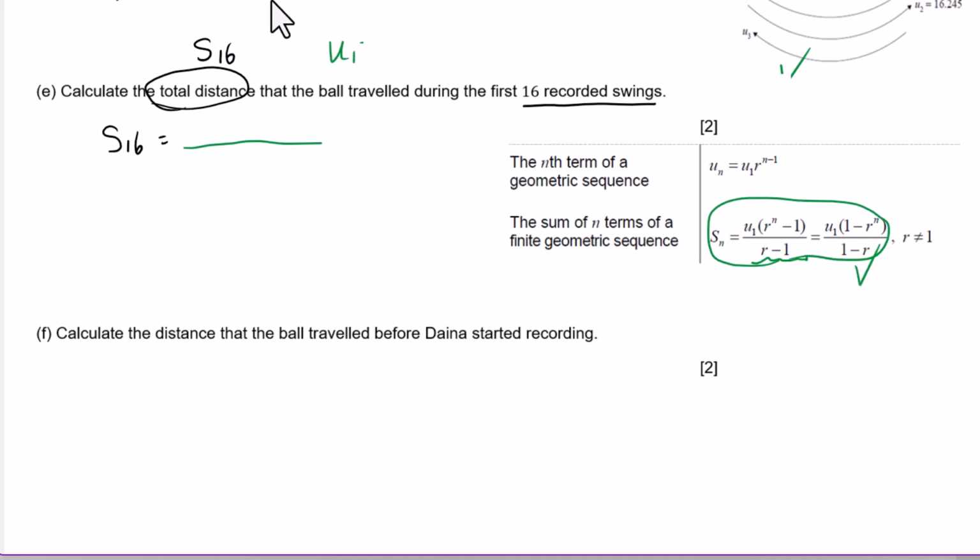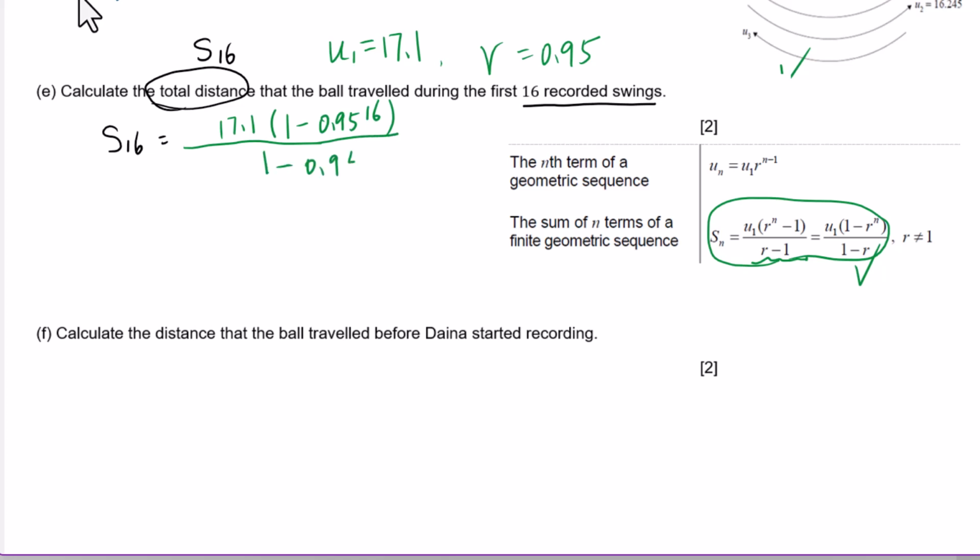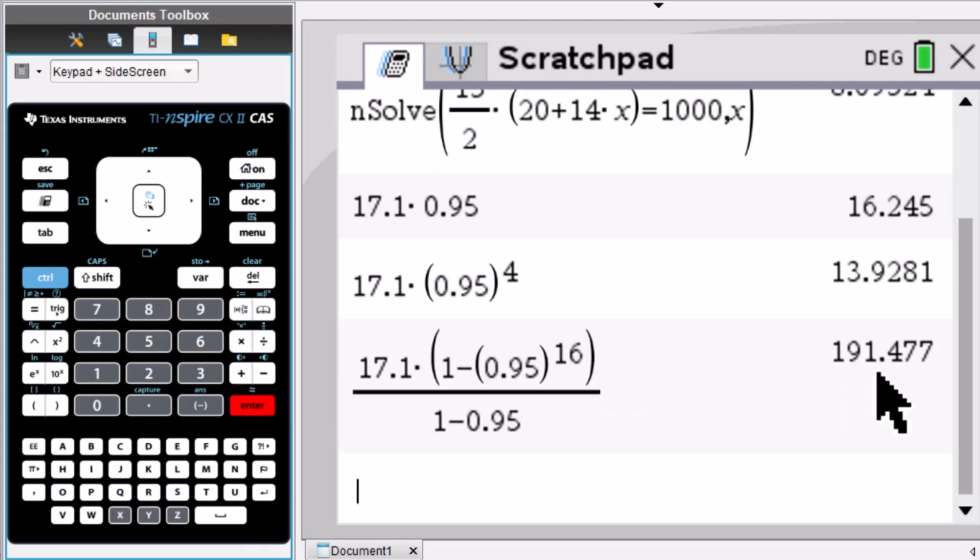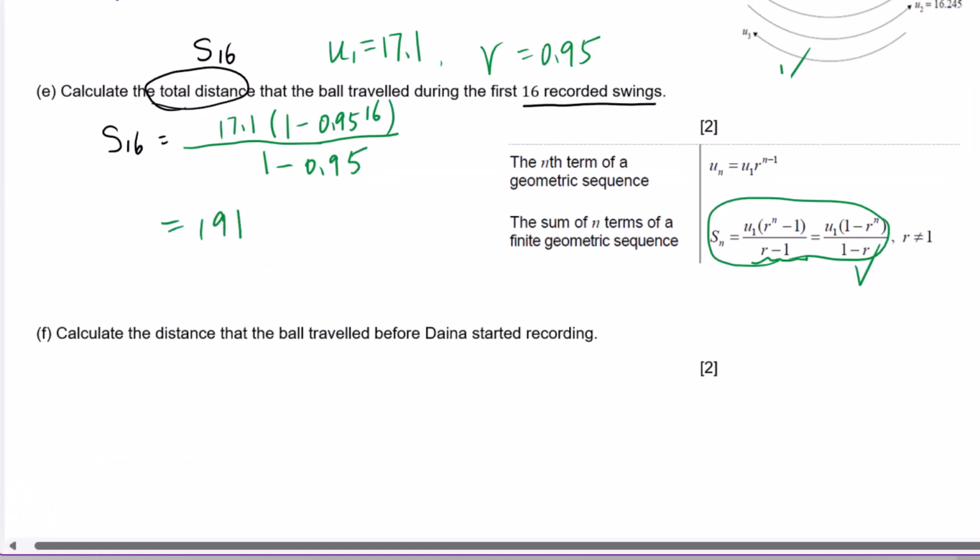We already know u sub 1 equals 17.1. r equals 0.95. So 17.1 times 1 minus 0.95 to the 16th power over 1 minus 0.95. Enter. 191 as 3 significant figures equals 191.